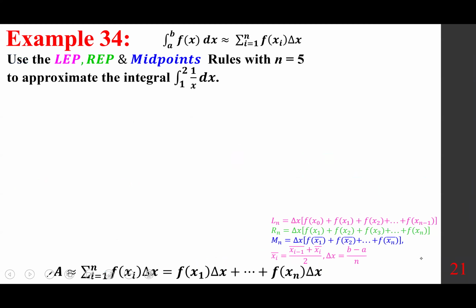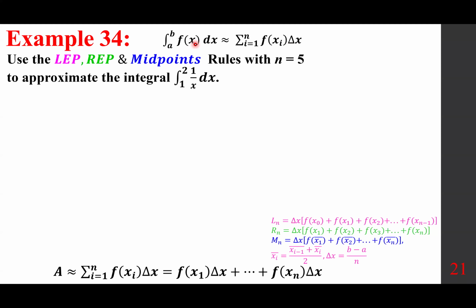Here's the last question. We want to use the left endpoints, right endpoints, and midpoints rules with n equals 5 to approximate the integral. Remember, the integral of a to b f of x dx can be approximated by the summation of f of x_i times delta x as i goes from 1 to n. And if you take the limit when n goes to infinity, it becomes identical to that. It represents the area under the curve if the function is positive, and otherwise it's the difference of areas, could be positive, could be negative, and so on.